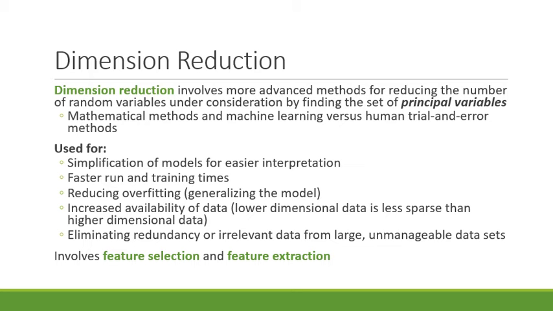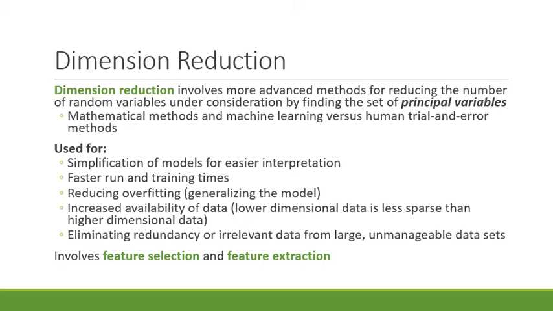So we use dimension reduction for simplification of models, faster run and training times. Remember, if we're working with a lot of data, it can get computationally intensive. Reducing overfitting, so generalizing our model to work well with all data and not just our training data. Increasing the availability of data, since lower dimensional data is less sparse than higher dimensional data. And eliminating redundancy or irrelevant data from large unmanageable data sets.